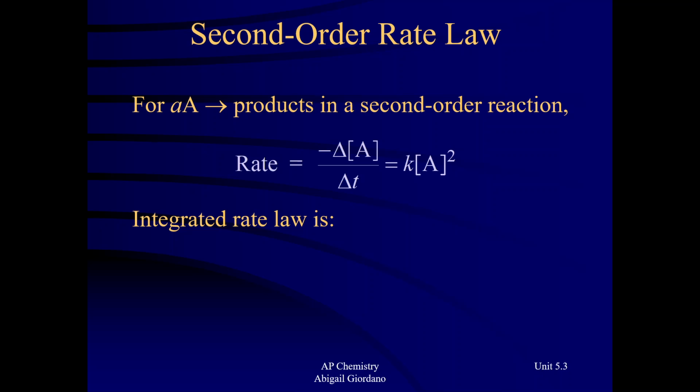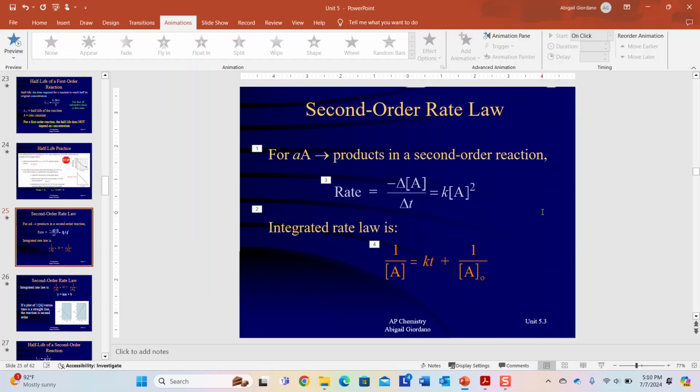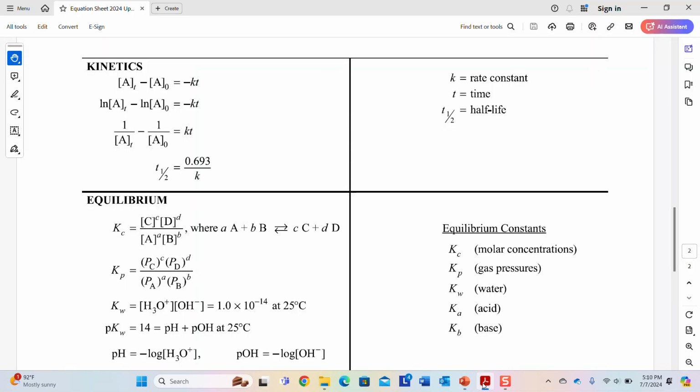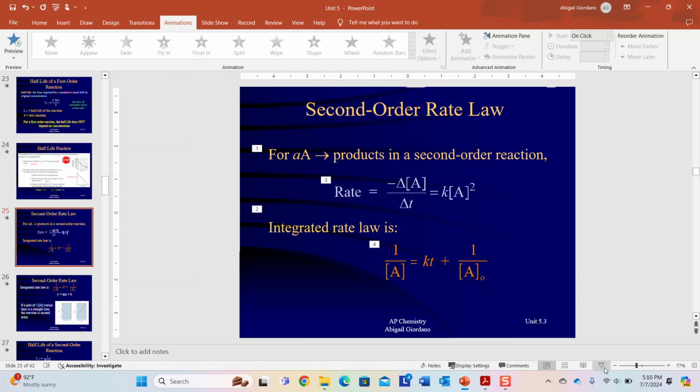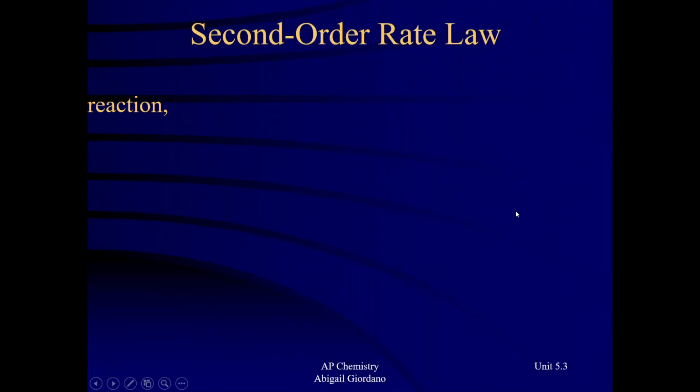What does the integrated rate law look like for second order data? It looks like that. Don't memorize it. Let me go over to my formula sheet. Here it is. Okay, so here was the first order formula integrated rate law. Here is the second order integrated rate law, and I bet you can guess that I'm going to rearrange it, and I did.